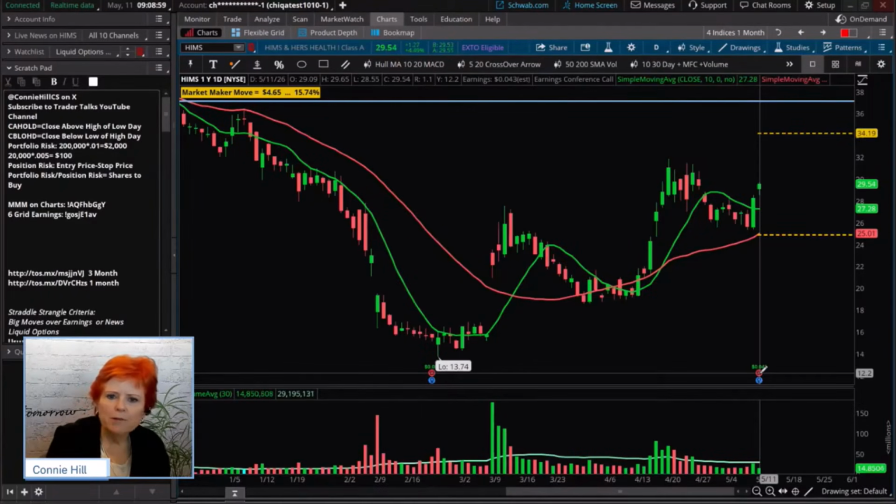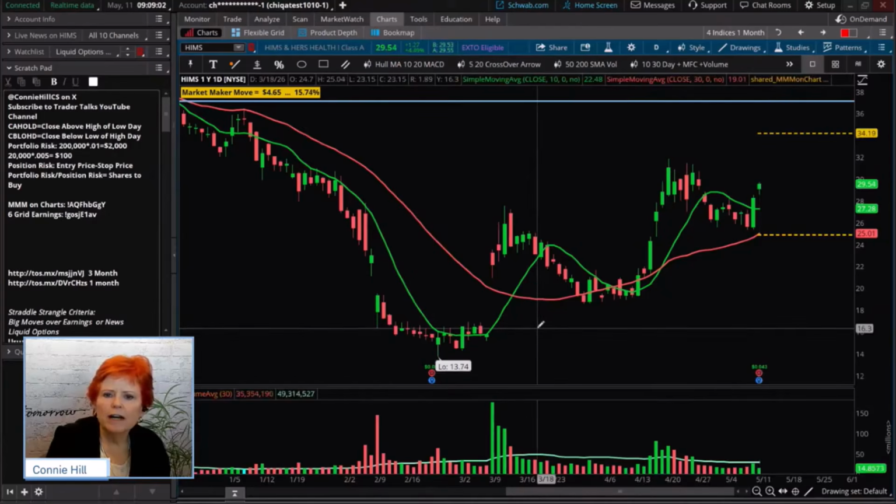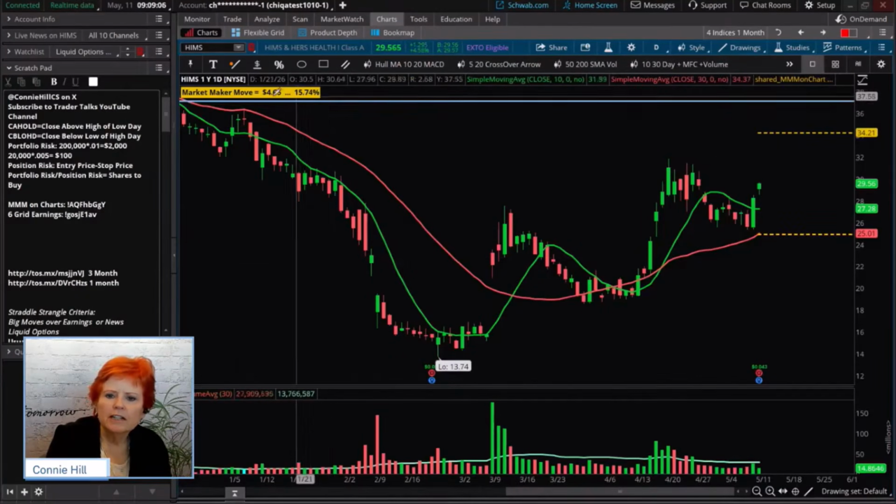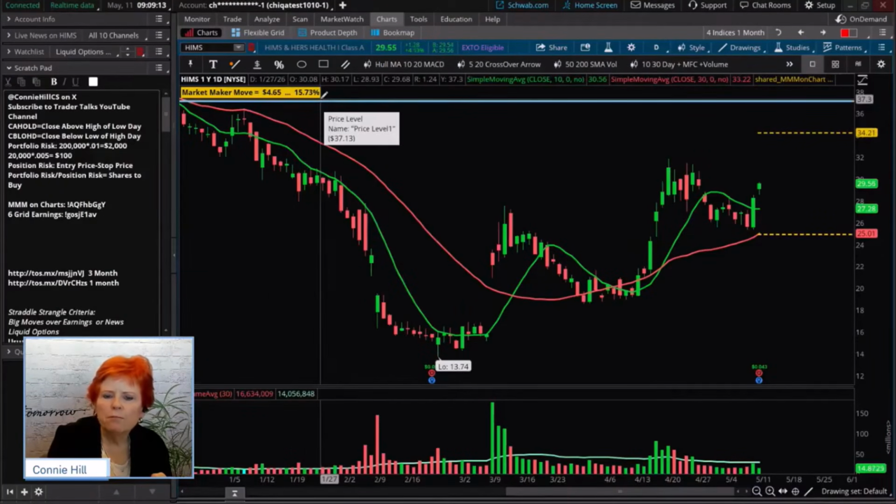Now, I want to point out a couple of things to you. Number one is what's called the market maker move. And you can see here I have a little script that's been pasted into my chart here, showing what the market maker move is. And so for those of you that maybe aren't as familiar with this terminology or this concept, it tells us how much the market makers have priced into the implied volatility of the options. Have they put in a big amount or a small amount?